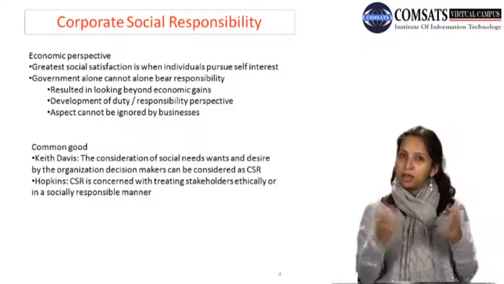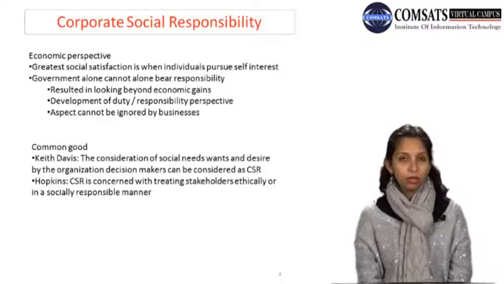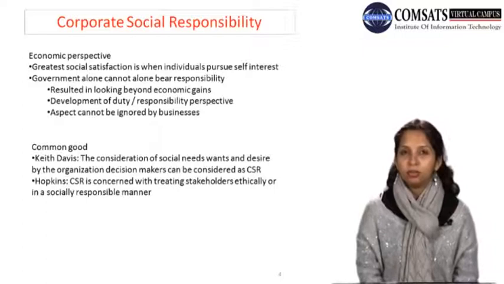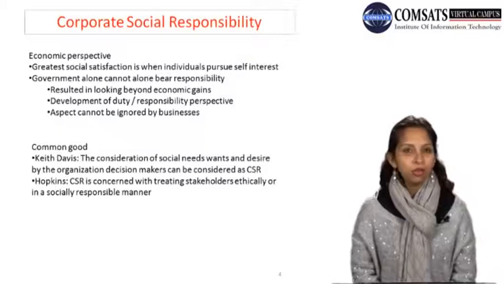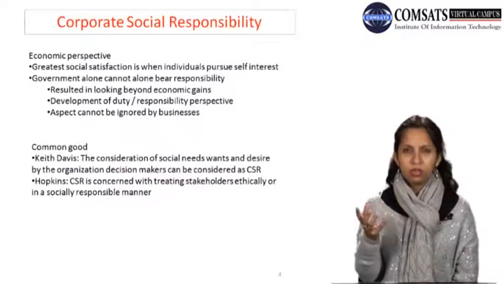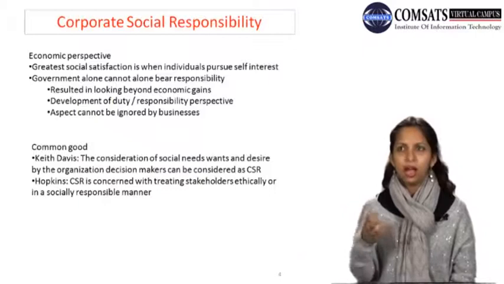And then again, the next definition of corporate social responsibility came from Hopkins, and he said that CSR is concerned with treating stakeholders ethically or in a socially responsible manner. Remember, in the last lecture we said that the definitions of corporate social responsibility are very vague and not clear. This is exactly what I mean by that. Okay, CSR is concerned with treating stakeholders ethically, but then what is ethical treatment of stakeholders? What will the actions be?